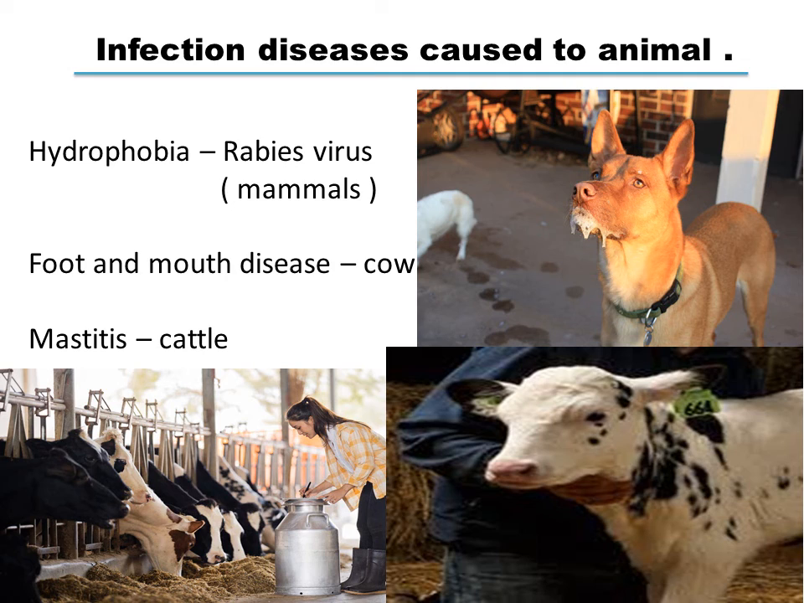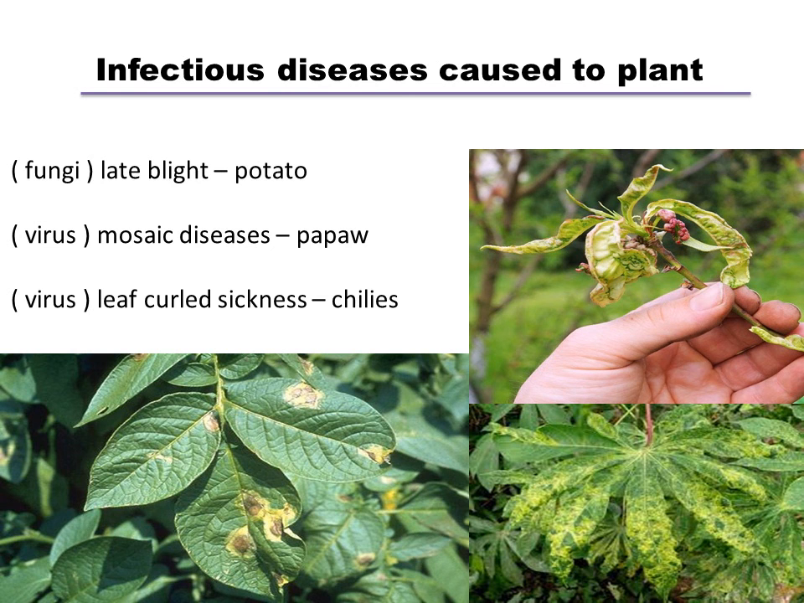Let's see what are the infectious diseases caused to animals by microorganisms. Hydrophobia, which means the rabies virus, is caused to mammals. Foot and mouth disease is caused to cows, and mastitis is also caused.